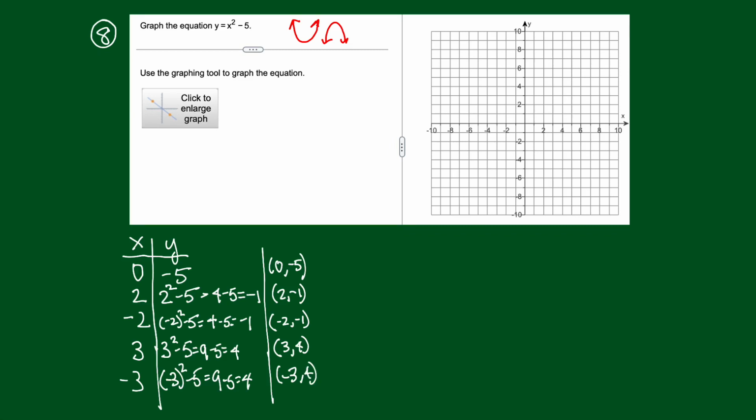Let's plot these points. So first of all, let's get the 0, negative 5. So 0, negative 5. There's the 0. So no left or right of movement. But I'm down here at 5. All right, so I'm going to get 0, negative 5. And then what about this one? 2, negative 1. All right, so over here, I'm going to go over 2, down 1. So over 2, down 1. And then this point here, negative 2, down 1.